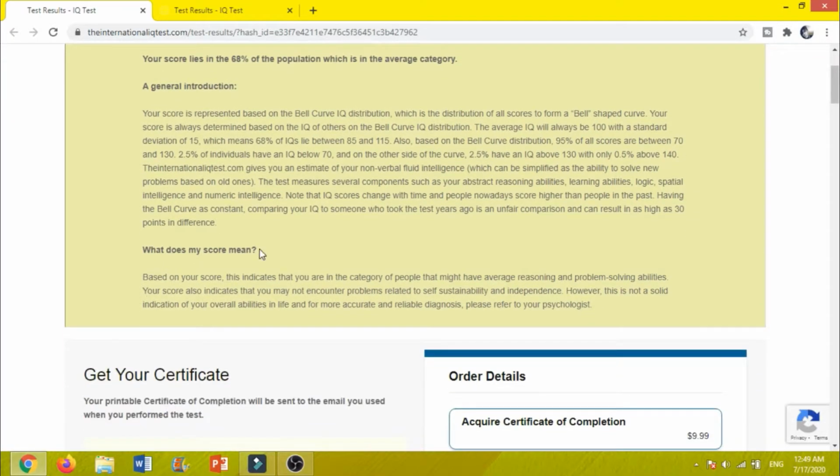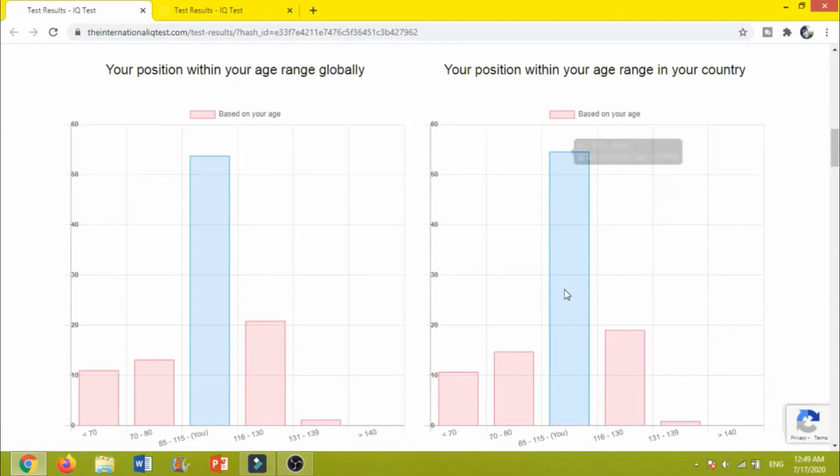On this question right here, "What does my score mean?", it pretty much describes you based on your score. For example, me, it says that I'm in the category of people that might have average reasoning and problem solving abilities. It also indicates that I may not encounter problems related to self-sustainability and independence. If we continue scrolling, we'll see some graphs.